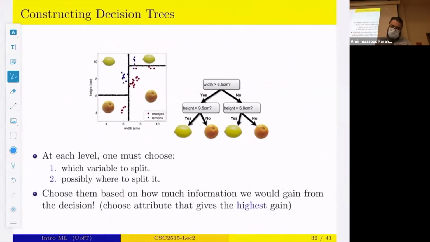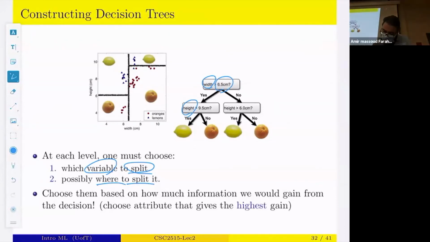Basically, the way we construct the decision tree is that at each level, we must choose which variable to split and possibly where to split it. Which variable, in this case, is whether it is width or height. And where to split basically means what that value would be.